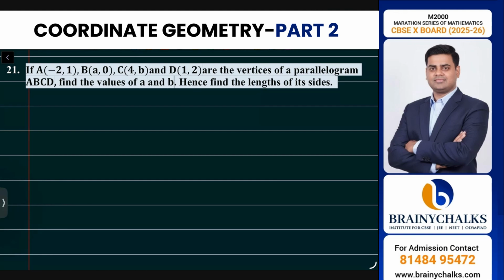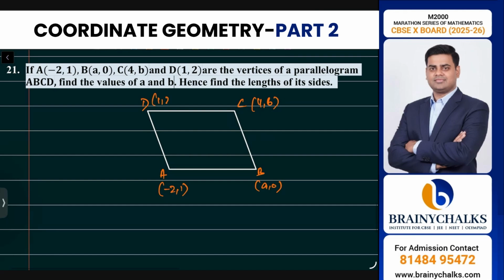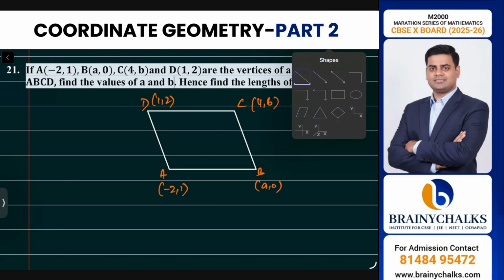If A minus 2 comma 1, B a comma 0, C 4 comma b, D 1 comma 2 are the vertices of a parallelogram ABCD. So draw a parallelogram ABCD: minus 2 comma 1, a comma 0, 4 comma b, 1 comma 2. Hence find the length of its side. They have asked for the length of the side. Fine. Diagonals of the parallelogram bisect each other. So join the diagonal first.